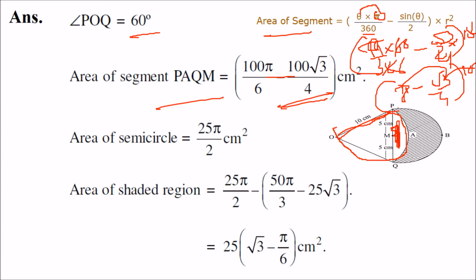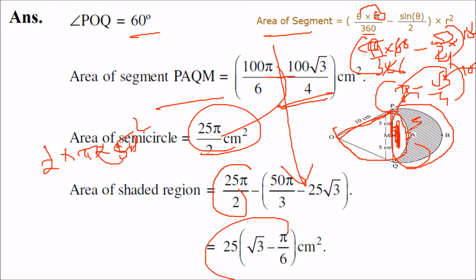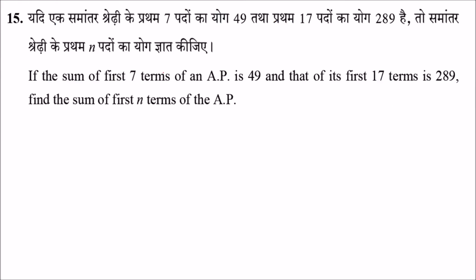The area of the semicircle is what? This is half pi r square, and the radius is 5. So half into pi into 5 square, that is 25. So you get this. Now you have to find this region, so you have to subtract this from this. So 25 pi by 2 minus this area gives you the actual answer.